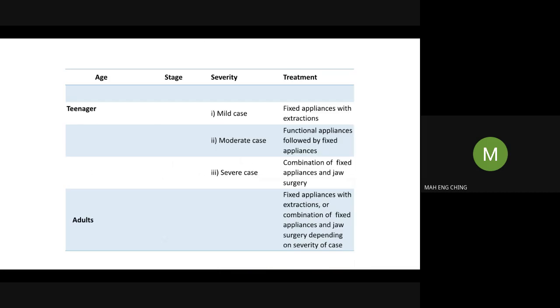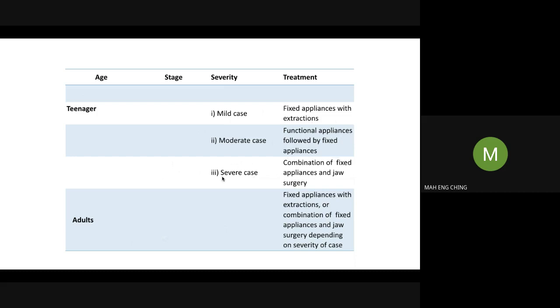So this table just summarizes everything I said just now. For teenagers and adults, what's the difference? The main difference is teenagers are still growing, and adults are not growing anymore. So for teenagers, there are more things you can do compared to adults. When it comes to a mild or moderate case, you can do fixed appliance with extractions, or sometimes for a moderate case, you can do the functional appliance, bringing the lower jaw forward, followed by the fixed appliance. That means in the first stage, you use a functional twin block to reduce the overjet. After that, you deal with the crowding by doing the fixed braces later.